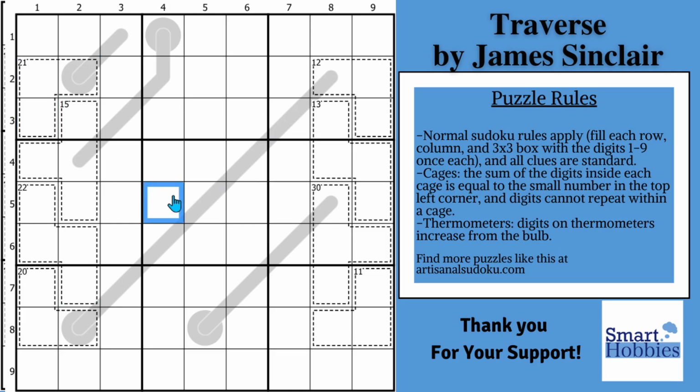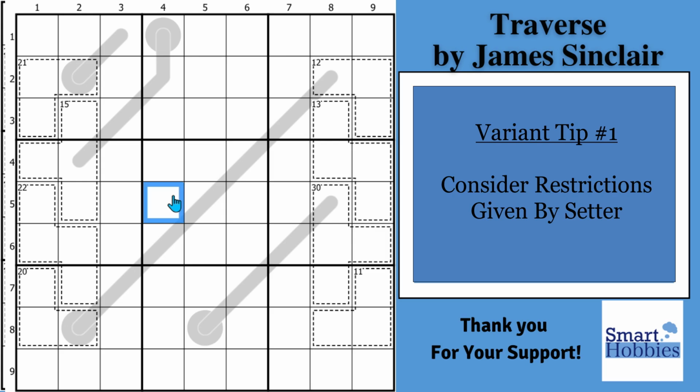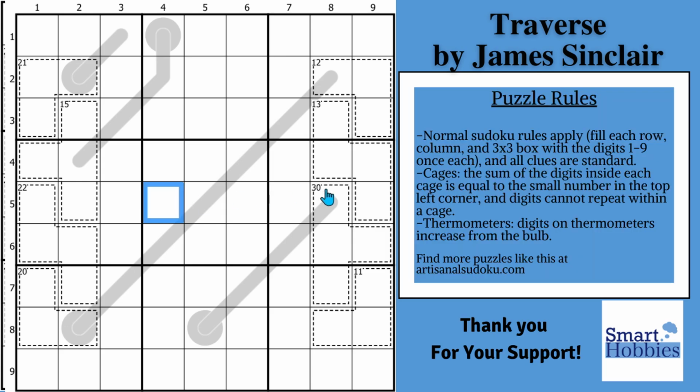So my first tip is you want to look at the restrictions that the setter gives you. So this killer cage box has 30 as the digit. And with 4 cells, there's only one way to make 30 with 4 different digits. It's 6, 7, 8, and 9, because 9 is the maximum. You add all those up, you'll get 30.